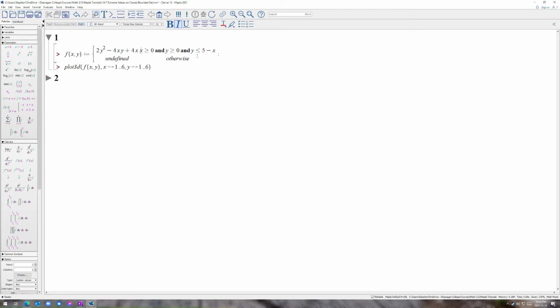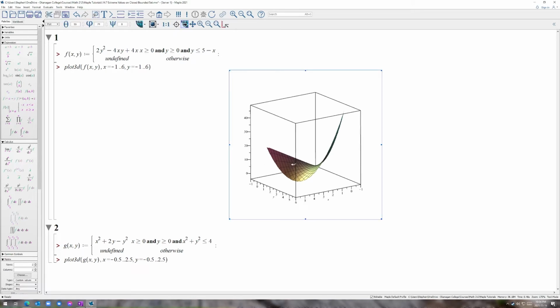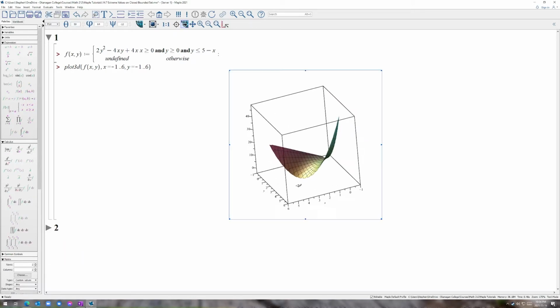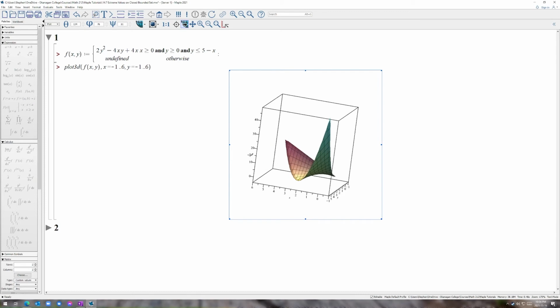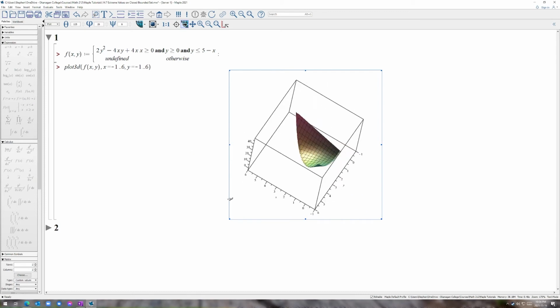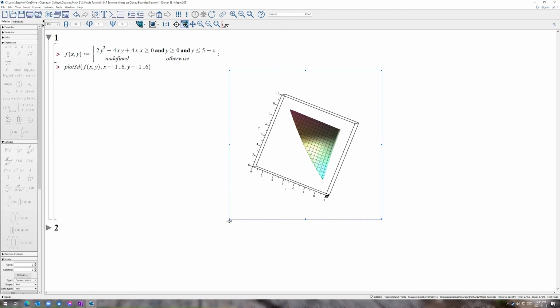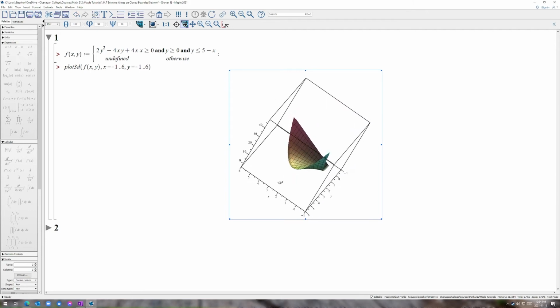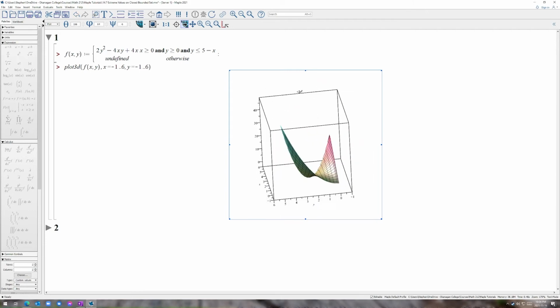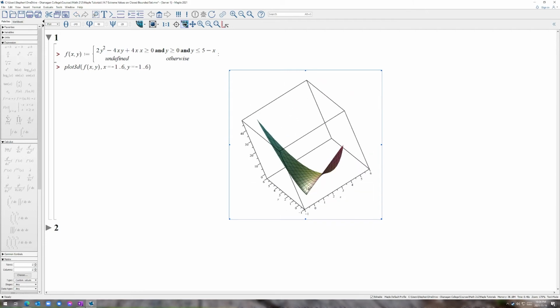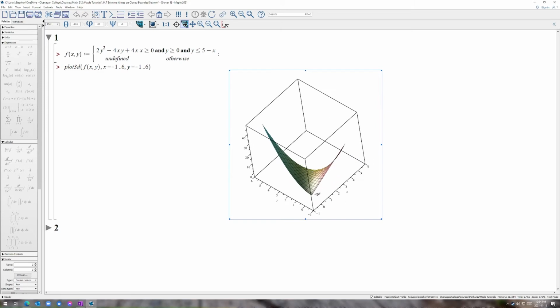It's going to be undefined otherwise, and that means that we're not going to see the function anywhere other than over that triangular region. So let's go ahead and try plotting that. If we rotate around here, then we can see we end up with kind of a neat little shape. We have the triangular region if we look straight down, and we can see the x and y axes along the edges here.